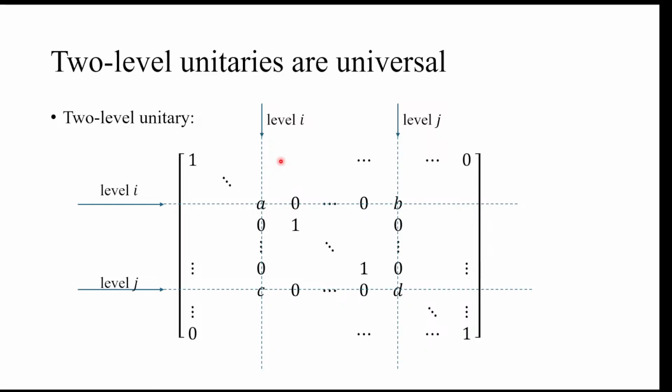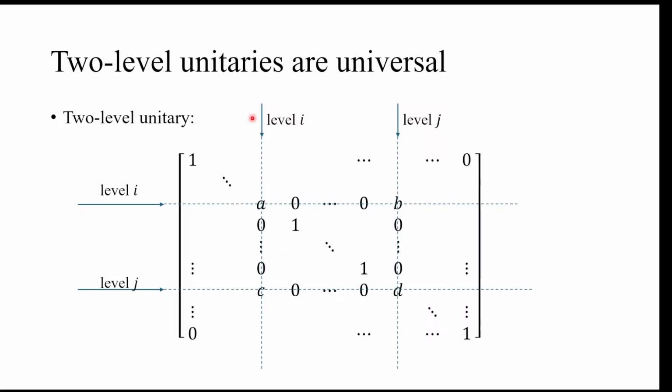Okay, so it's basically an identity gate. You have a whole bunch of 1s on the diagonal and 0s elsewhere, except on two levels. Those are level i and level j, so the i dimension and the j dimension on the row, and the i dimension and the j dimension on the columns.